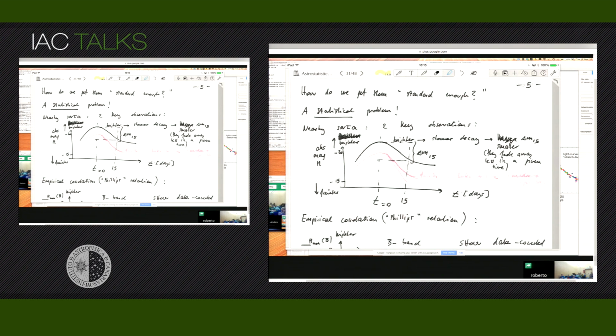So how do we get them standard enough? That is a statistical problem. That's why I'm bringing this up. There are two key observations to this. What we observe of supernovae is not just their magnitude. We observe the flux of those objects as a function of time in multiple colors, multiple broadband filters for the astronomers.